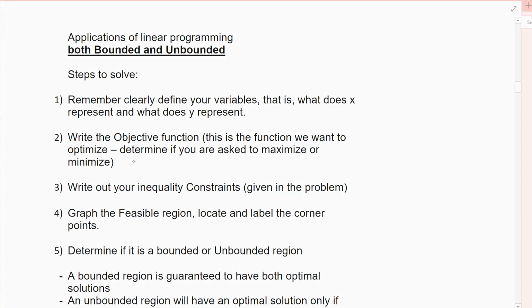Solving linear programming applications, both bounded and unbounded. Bounded is the more common case, but we can have that specialized unbounded case. All right, so steps to solve.